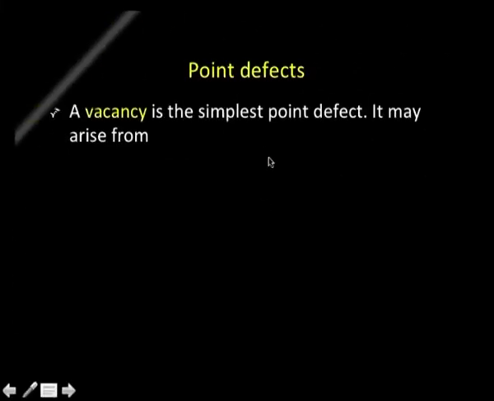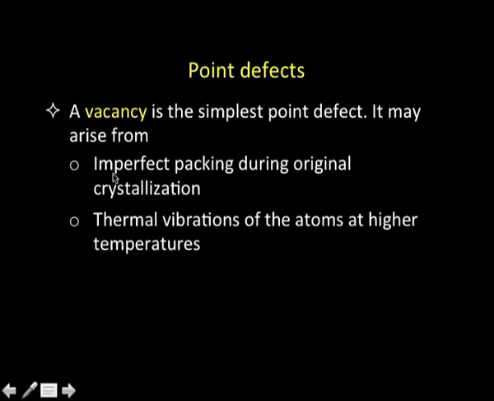Okay. Now, vacancy is the simplest point defect, and this can arise from imperfect packing during the original crystallization, as I just mentioned, or because of thermal vibrations of the atoms at higher temperatures. What can happen is, we have a lattice at a low temperature, everything is in order to a good extent, but if the temperature increases, the atoms are not stationary, they are vibrating at their positions. It may so happen that because of this energy coming from the temperature, some atoms might come out of their positions and create a vacancy. So, that is how a vacancy can be created. One is in the process of crystallization, the second is because of thermal vibrations.